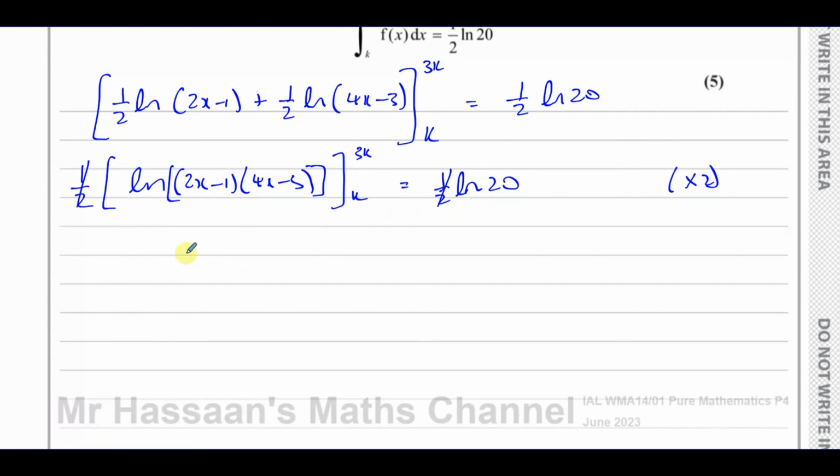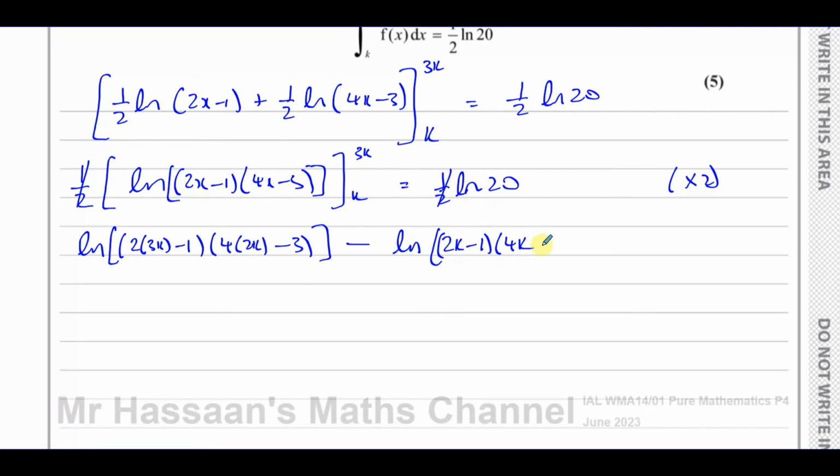Now I can put the values of k in here. So I have ln, and then I'm going to have 2 times 3k minus 1, then 4 times 2k minus 3. Minus, I have the ln, and I'll do the same thing now with k. So I'll have ln of 2k minus 1 times 4k minus 3. Just in place of the x, write k. So I have ln of this minus ln of that, and we know that that's equal to ln 20.